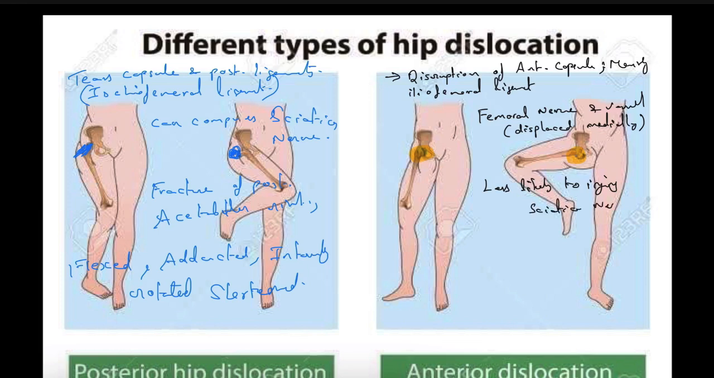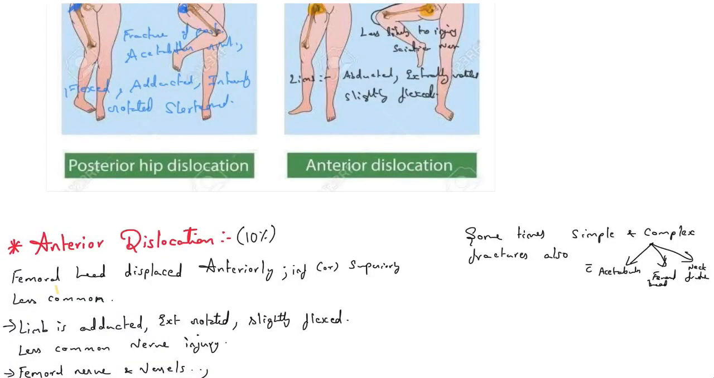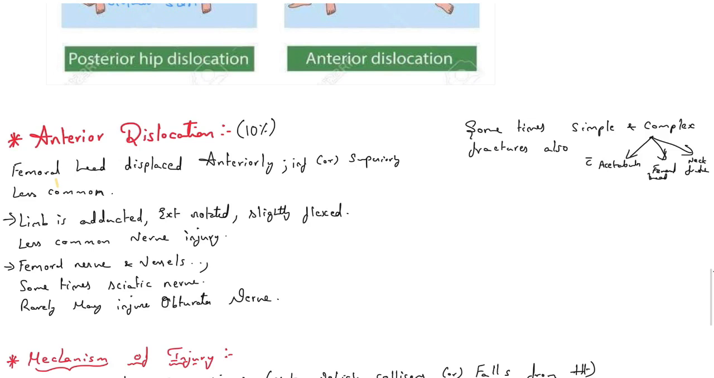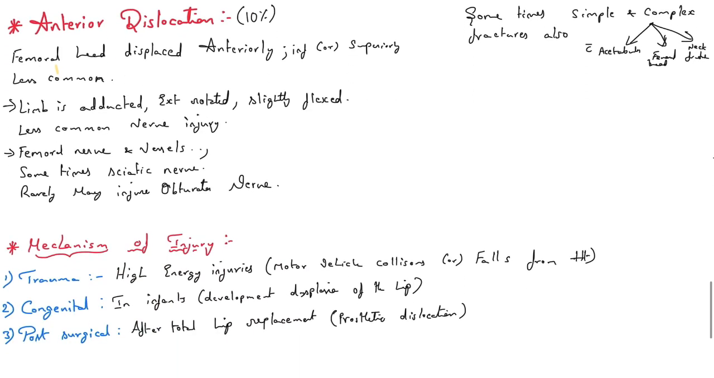If you look at the limb, the limb position will be abducted. See here, this leg is going away, so it is abducted, and the leg is rotated, so it is externally rotated. And we can see it slightly flexed. So based on the patient's limb position, we can easily find out which type of hip dislocation it is. It's not hard, but we have to think a little more and go a little deeper. In summary, the femoral head is displaced anteriorly, inferiorly or superiorly, the limb is abducted, externally rotated and slightly flexed, and nerve injury is less common.